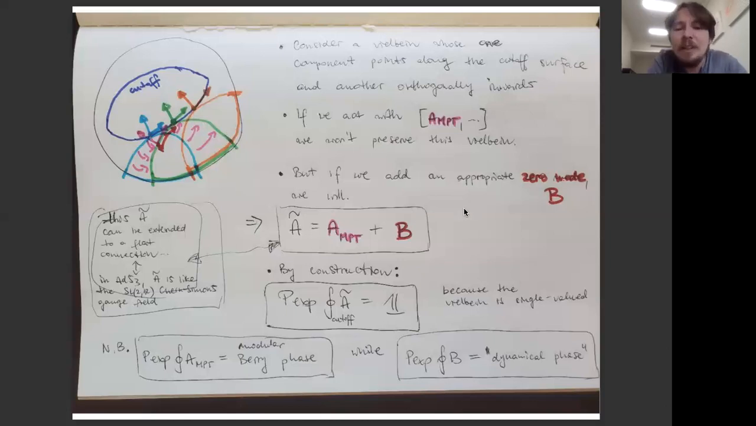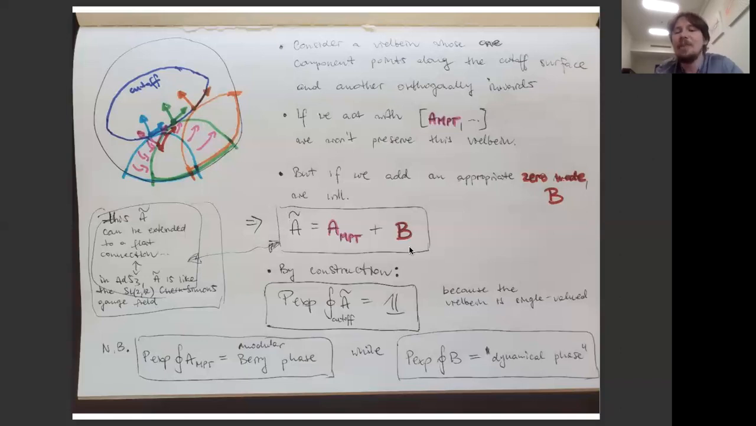By construction, this object, when I do a path-ordered exponential of it around the cutoff surface, will integrate to the identity. Why? Because it will take this vielbein and move it over until the vielbein comes back to exactly itself. So this is by construction true. I just want to make a remark which may or may not be clarifying. When we are working in pure AdS3, this A tilde is very tightly related, almost identical, to the SL(2,R) gauge field in the Chern-Simons description of AdS3 pure gravity.